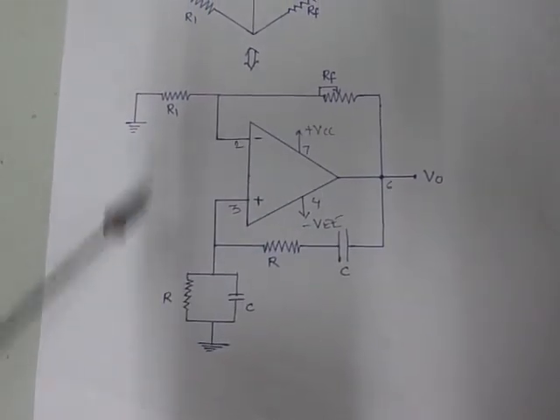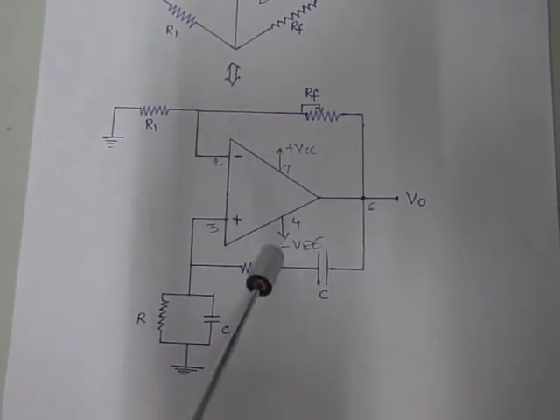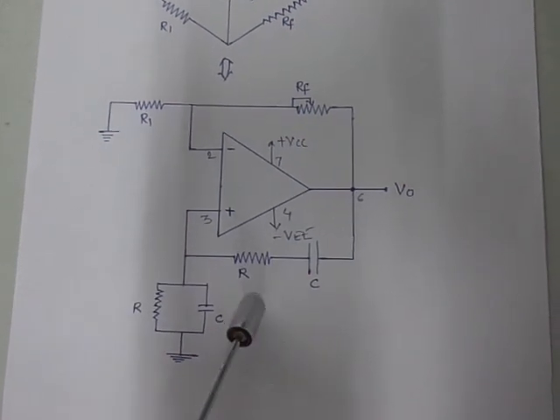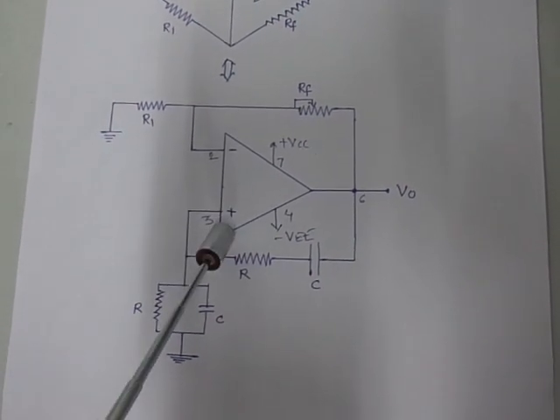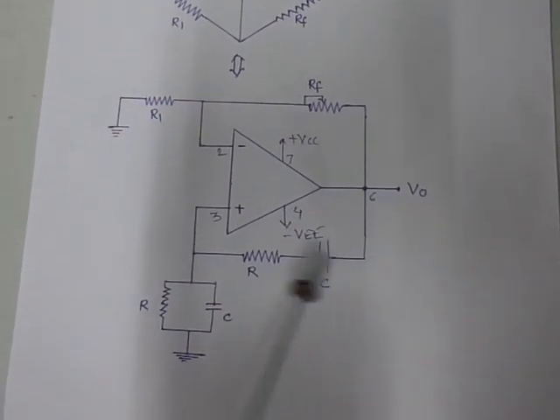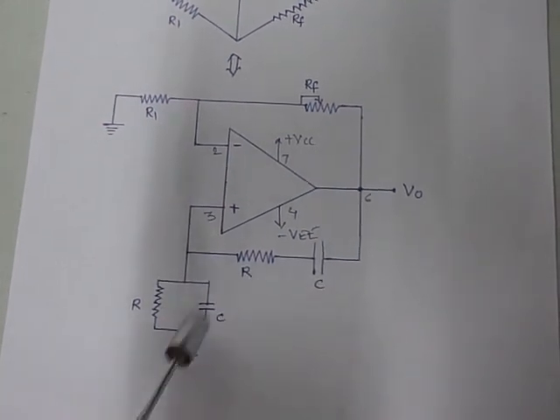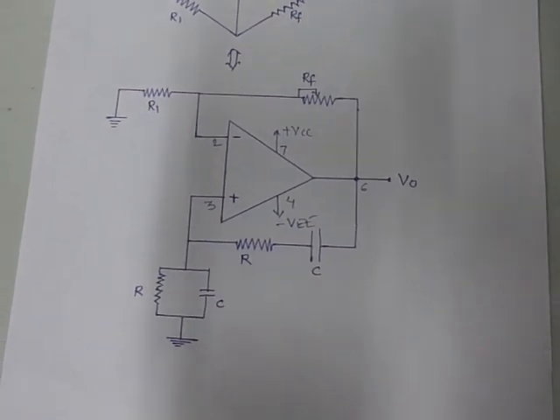So this is a Wein bridge oscillator circuit. We have connected plus VCC to pin number 7 and minus VEE to pin number 4 of the operational amplifier. This is the inverting terminal, this is the non-inverting terminal of the op-amp. To generate a sine wave signal we need positive feedback, so between pin number 3 and 6 we have connected the series and parallel combination of the RC network.